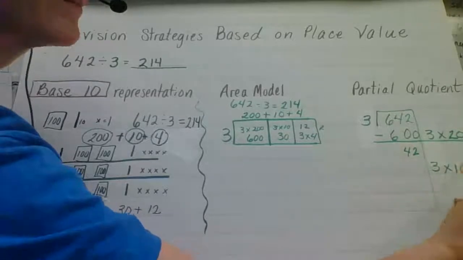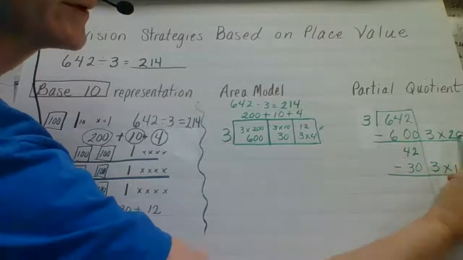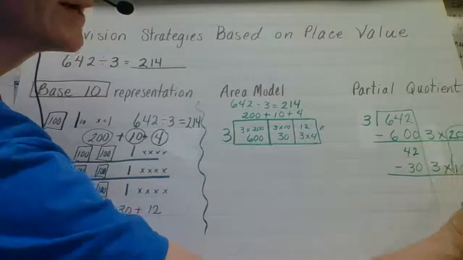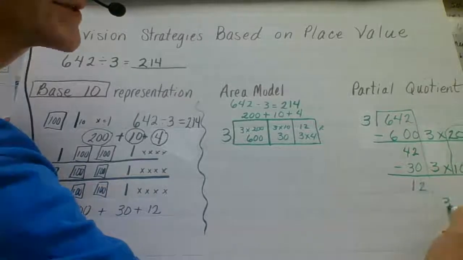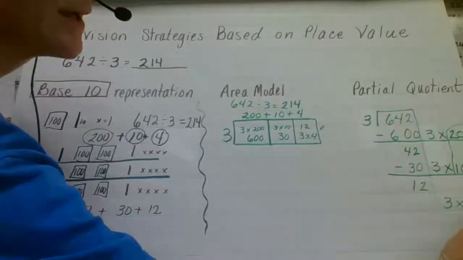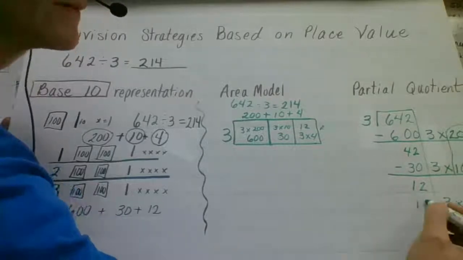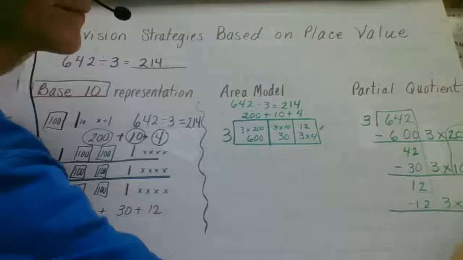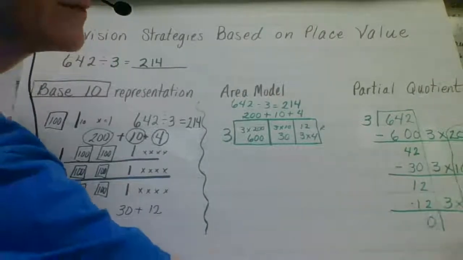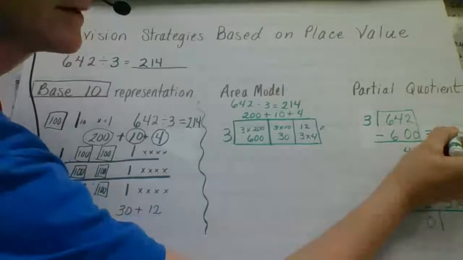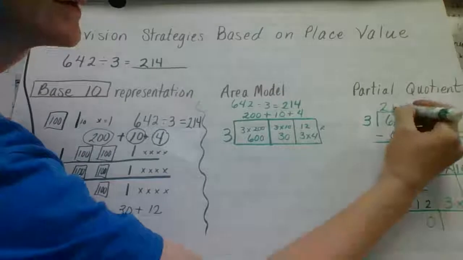So 3 times 10 would be 30. So I'm building my answer right here on the side. I have 12 left over, and I'm still counting by threes because I'm dividing by threes. 3 times what is 12? Well, using my basic facts, 3 times 4 is 12. And I subtract, and I have no remainders in this particular problem. So I'm going to gather up the parts of my quotient and go ahead and record that on top. 214.